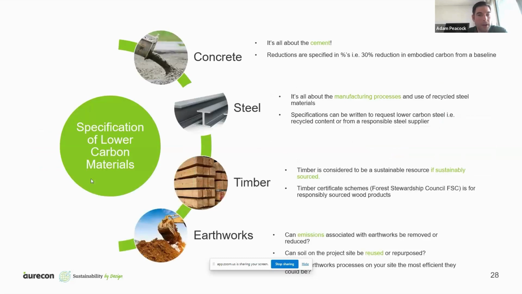When we're looking at specifying lower embodied carbon products, for concrete, it's about the cement. The cement contributes to around about 60% of the embodied carbon of the concrete. And Portland cement, the traditional Portland cement, isn't great for the environment. So trying to replace that Portland cement with supplementary cementitious materials such as slag can actually help that.